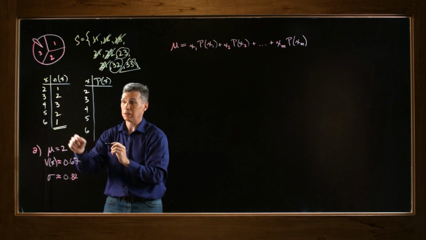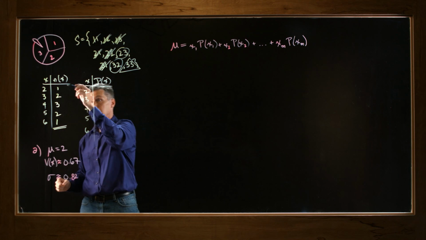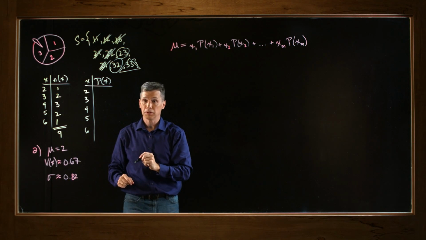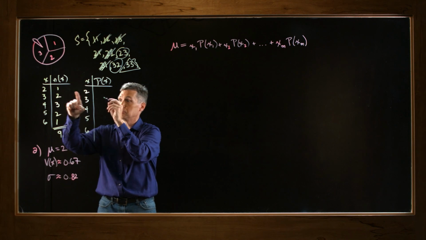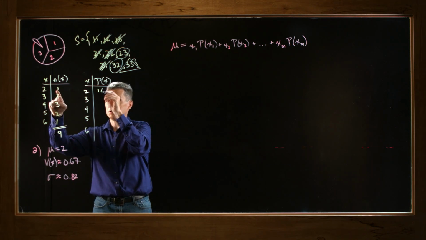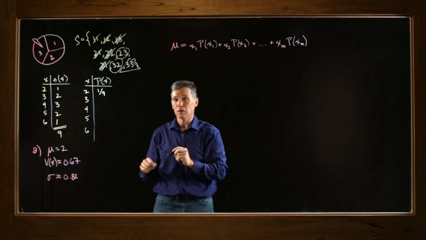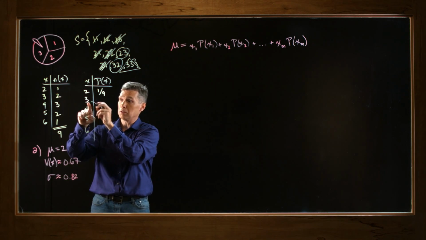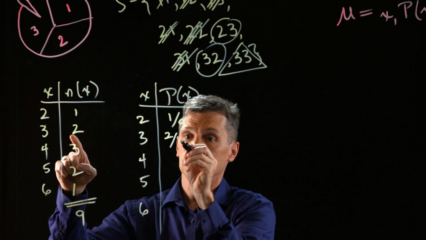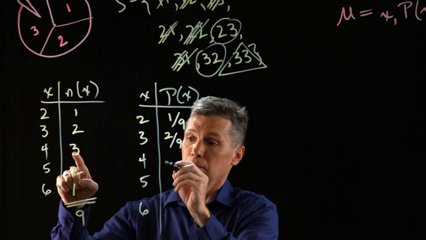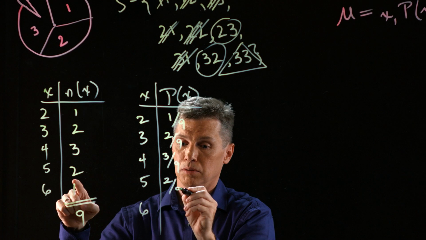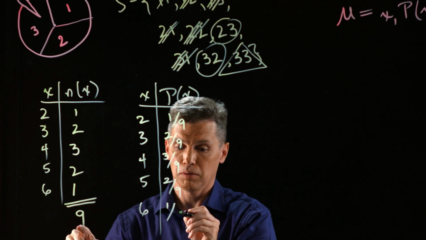So it's maybe worth the time to do this summation here. 1 plus 2 plus 3 plus 2 plus 1. That's 9. So my probability for 2 is the 1 in the numerator and the 9 in the denominator. And I do this for each of these now. The x value of 3 gives me 2/9. 3/9. 2/9. 1/9.